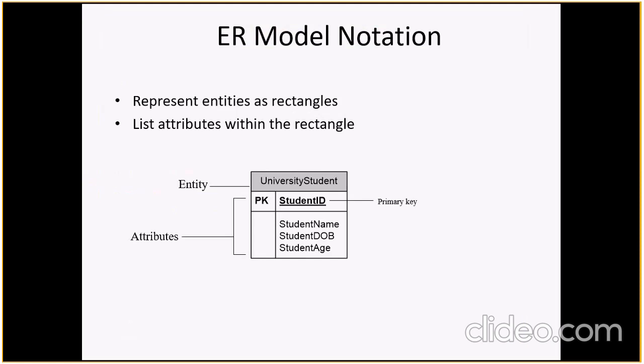How do we represent an ER model? An ER model is represented as a rectangle. So here university student is an entity, and student ID, student name, student date of birth, student age are the attributes. Primary key is student ID. So what is a primary key? I'll tell you later.